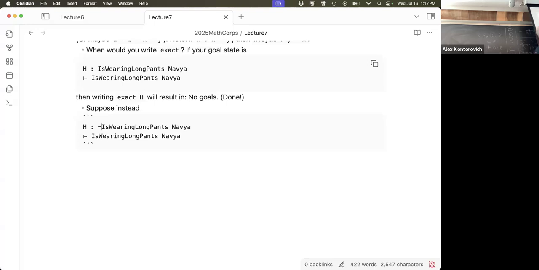So the computer is not going to respond to it at all. It's just going to keep waiting for you to give a proof. But you're going to have a very hard time proving that she is wearing long pants if you know that she's not wearing long pants. There's no tactic that lets you solve this goal from this hypothesis. It's just not provable because it's not true. Hopefully, Lean cannot prove false statements. There's something called Gödel's theorem that says we will never know if it can or can't.